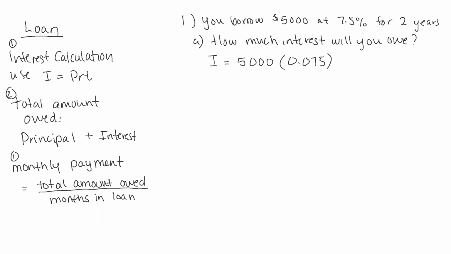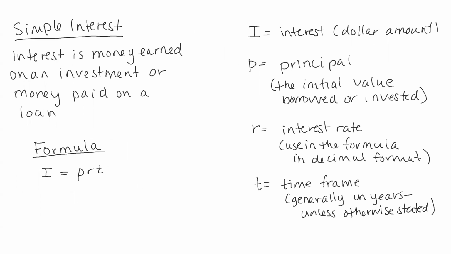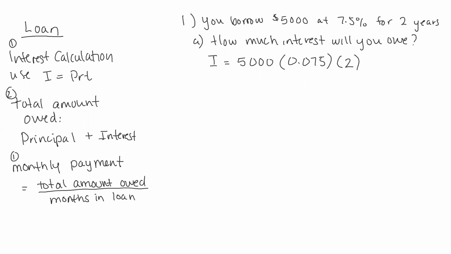And then I want to multiply this by the time. So remember, it's principal times rate times time. And in this case, the time is 2 because we're going to use 2 years. Remember, on the previous slide, I said that time is the time frame, and it's generally in years unless otherwise stated. So in some cases, you might have a monthly interest rate versus an annual interest rate. If nothing is stated, you can assume it's annual.